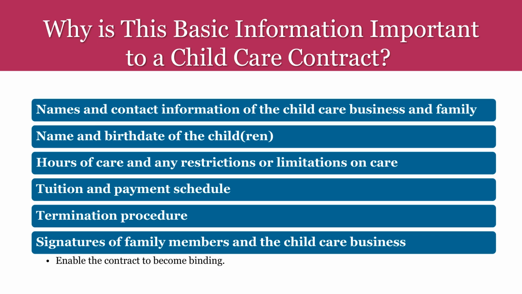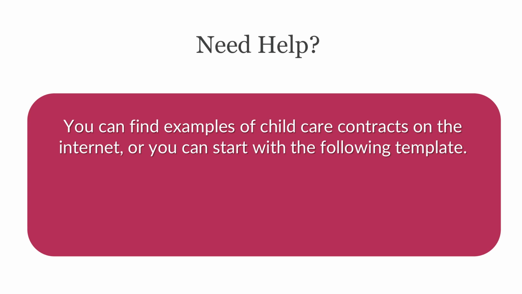It's recommended that family members sign the contract under a clause that indicates by their signature they are agreeing to the terms of the contract, and include a statement that states they have read the family handbook and agree to follow the child care business's policies. This signature should be dated and then signed by the child care business after the family member has signed. Signatures underneath the part of the contract that says they agree, also known as the attestation, enable the contract to become binding.